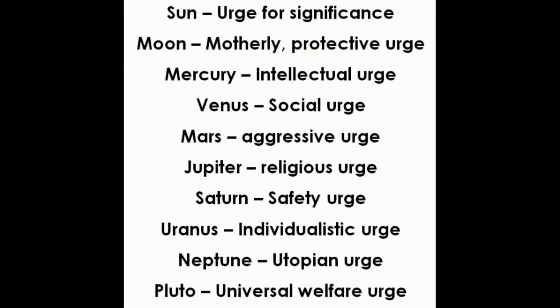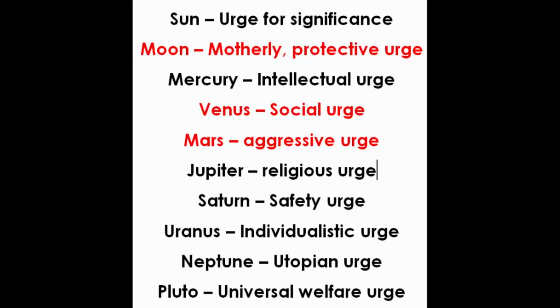First of all, the Brotherhood of Light thinks of the planets as urges that seek expression. For this video and for what I'm about to show you, I will focus on 3 urges: the Moon, Venus, and Mars. The Moon is the protective motherly urge. The typical picture would be a mother cradling a baby.